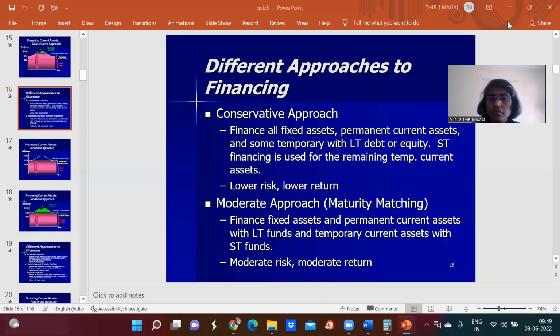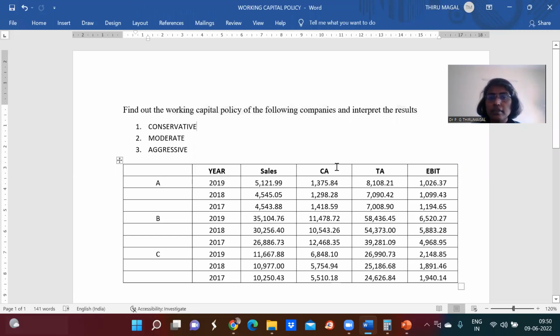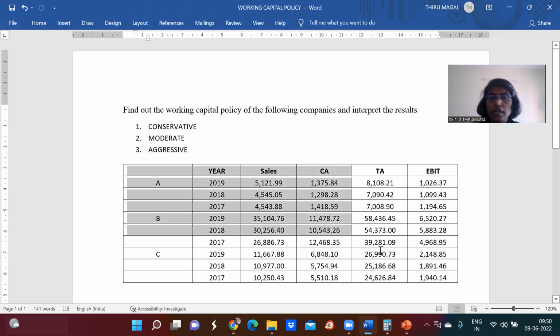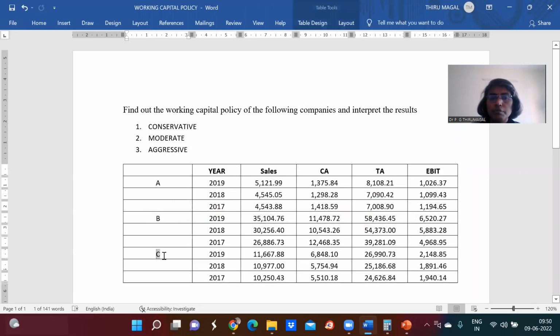So now, let's see these three different types of policies with this example. Find out the working capital policy of the following companies and interpret the results. As I told, there are three different approaches or policies: conservative, moderate, and aggressive. Here, three companies' data is given: company A, company B, and company C.